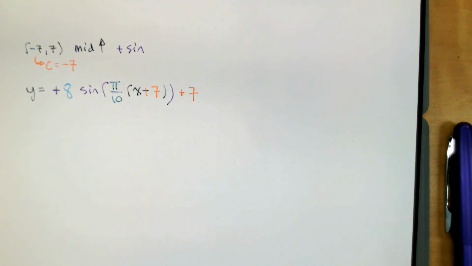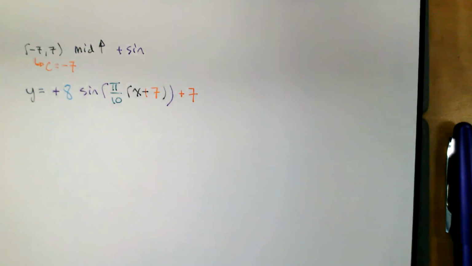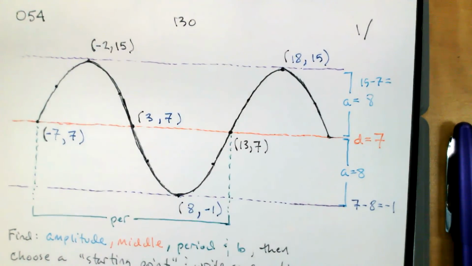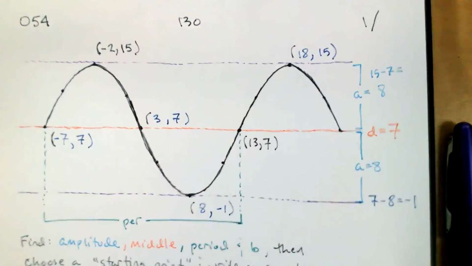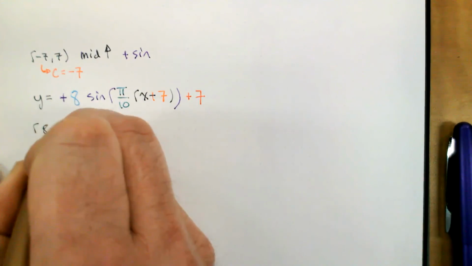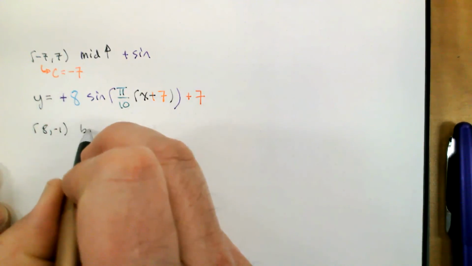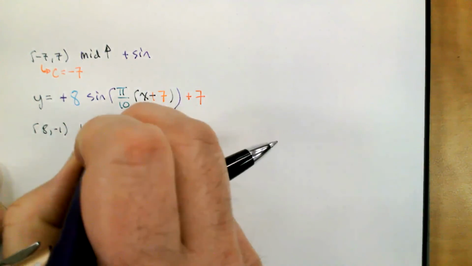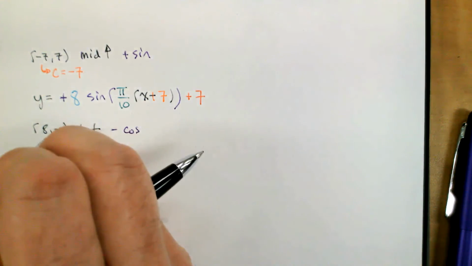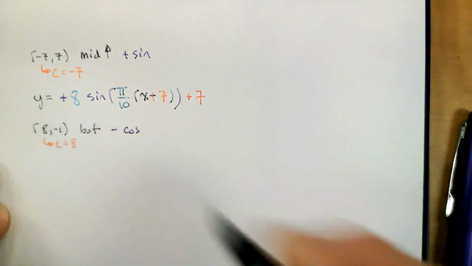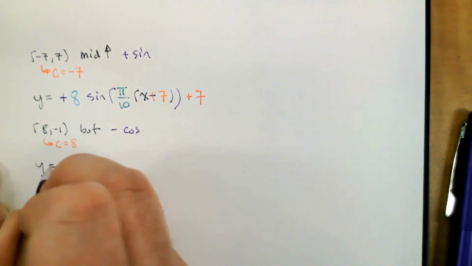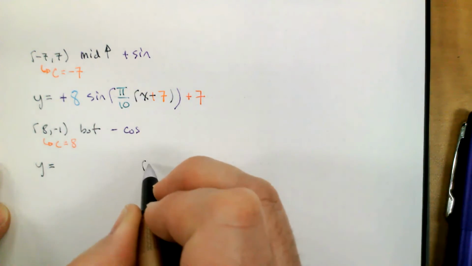I've only done 3 out of the 4, and it's starting to drive me crazy. If I stopped at 2, everything would have been fine, but the last one we have is at the bottom, (8, -1). So at the point (8, -1), we are at the bottom, which means we're going to use negative cosine. And C is equal to 8. So our equation, I'll do it printing press style.